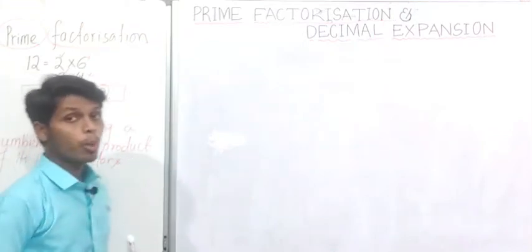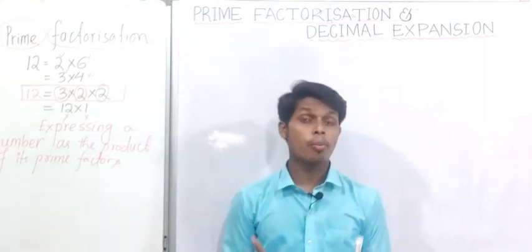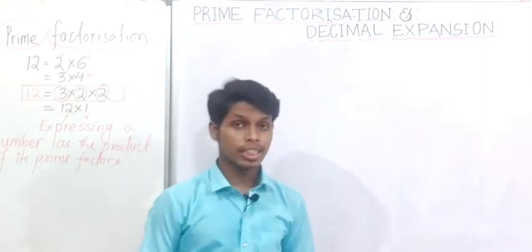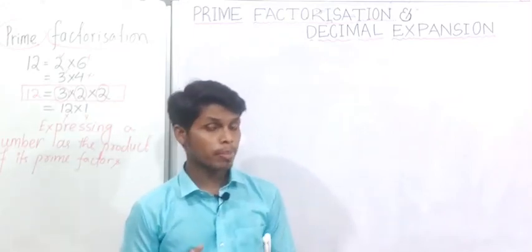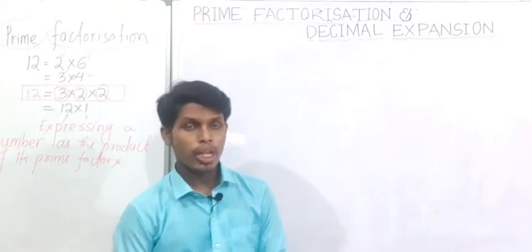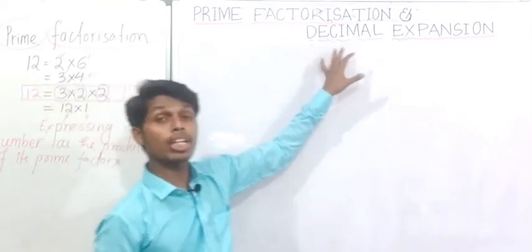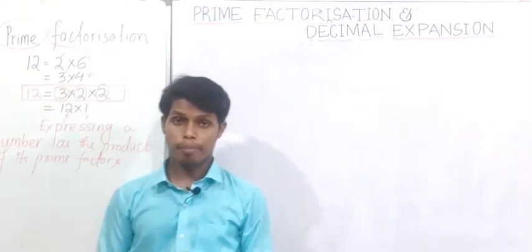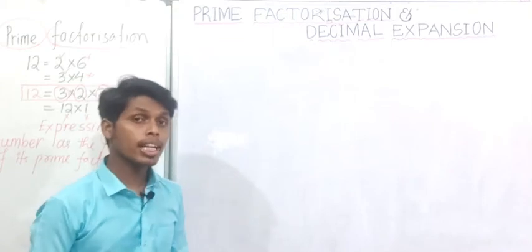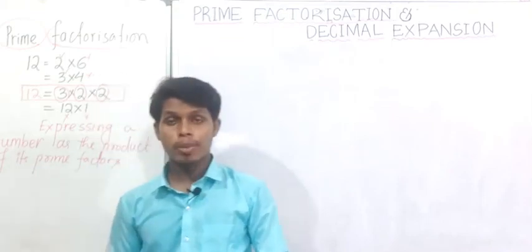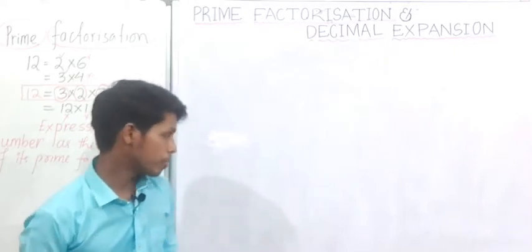We will see how to use prime factorization to find out HCF and LCM in the next session. Today we shall discuss how prime factorization can be used to find out the decimal expansion of a rational number. Meaning how to decide or how to identify which rational number has a terminating decimal expansion and which has a non-terminating repeating decimal expansion.